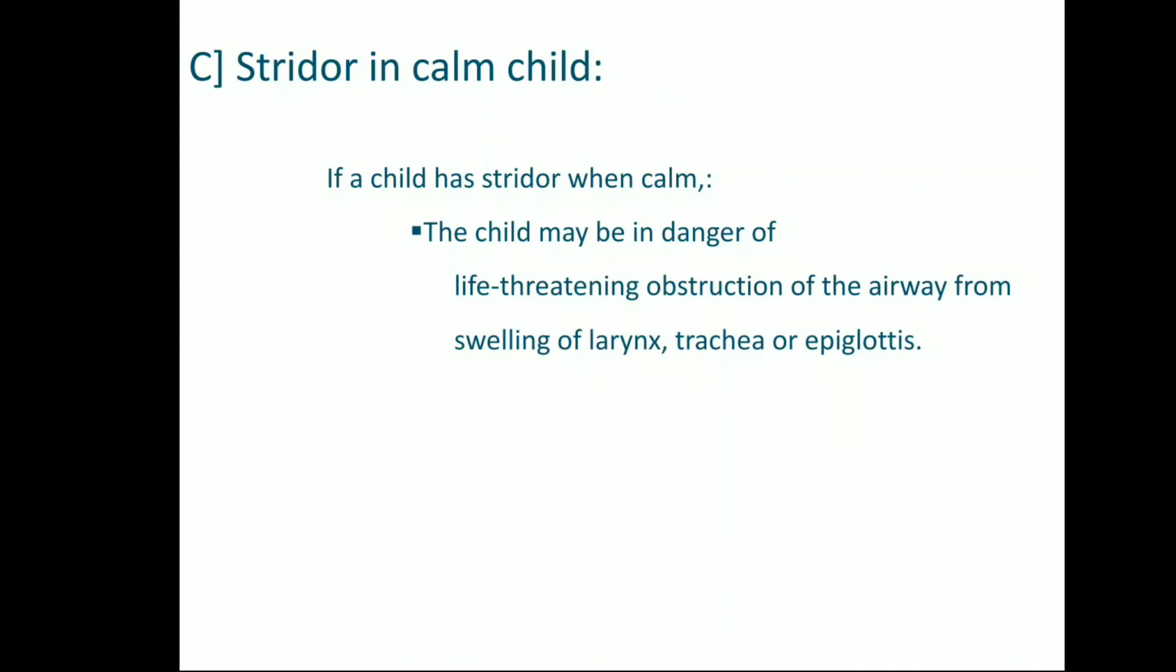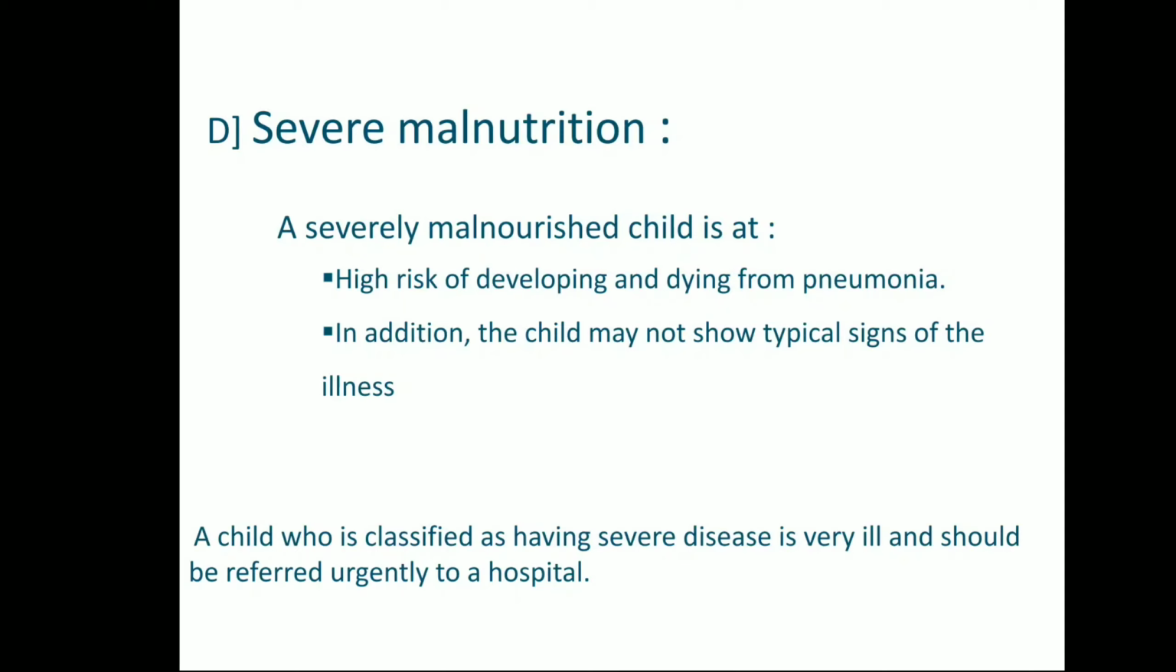And the next one is severe malnutrition. When the child is having severe malnutrition, then you can classify that the child is having very severe disease. A severely malnourished child is at high risk of developing and dying from pneumonia. In addition, the child may not show typical signs of illness.